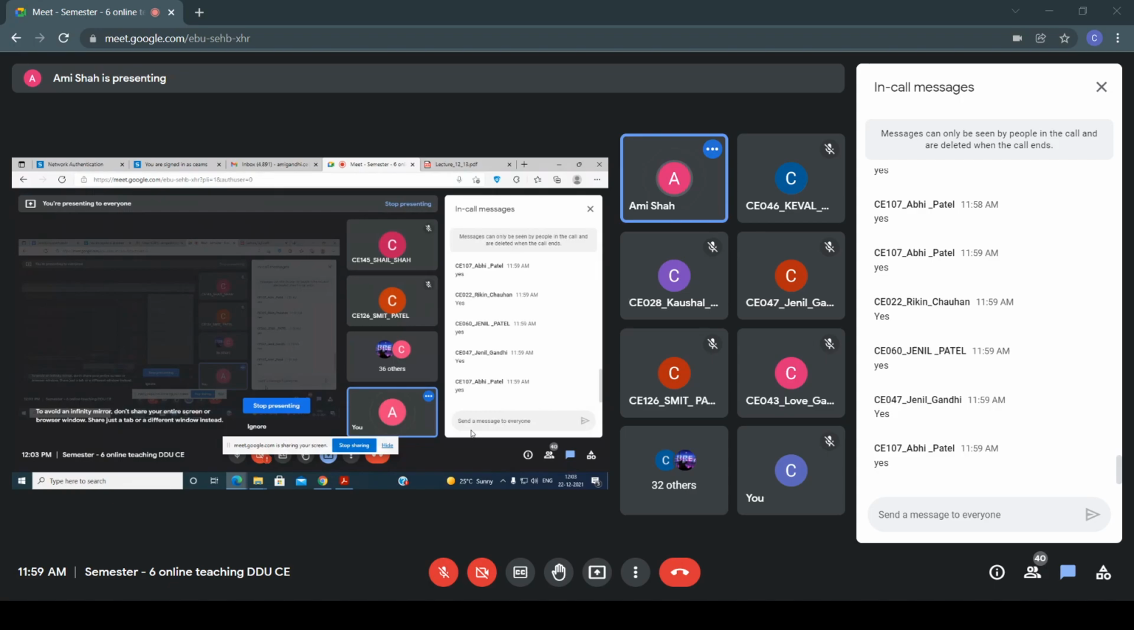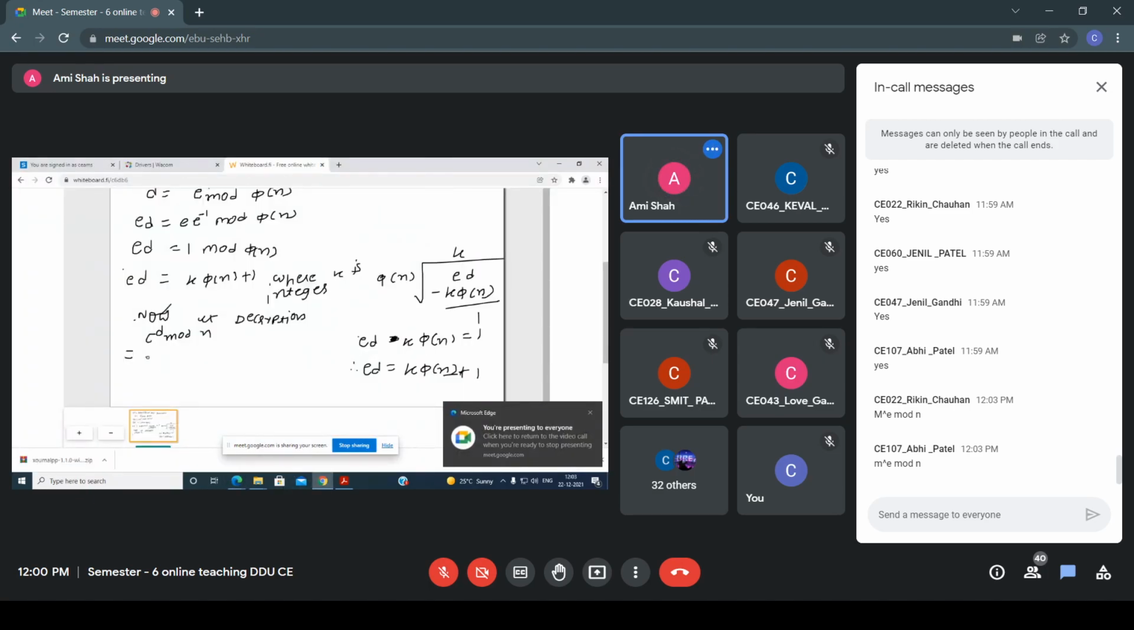All of you know the encryption equation. Please write down in your chat window. What is the equation for encryption? Hello? Can you hear me? What is the equation for encryption? M raised to E mod n, right, Rikit? Abhi.